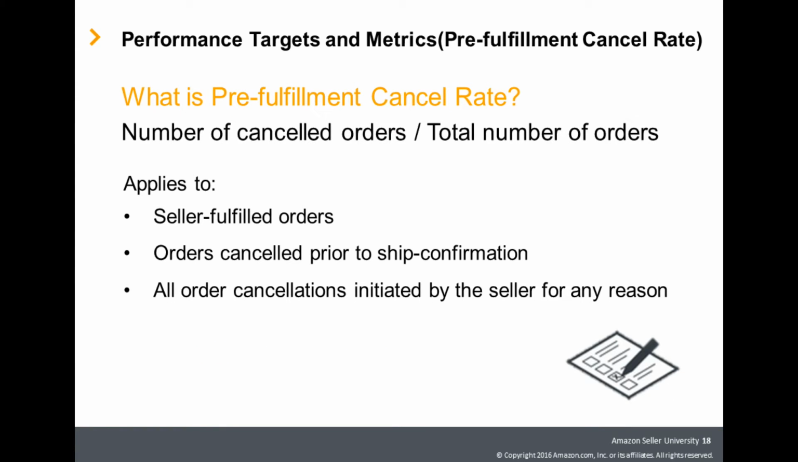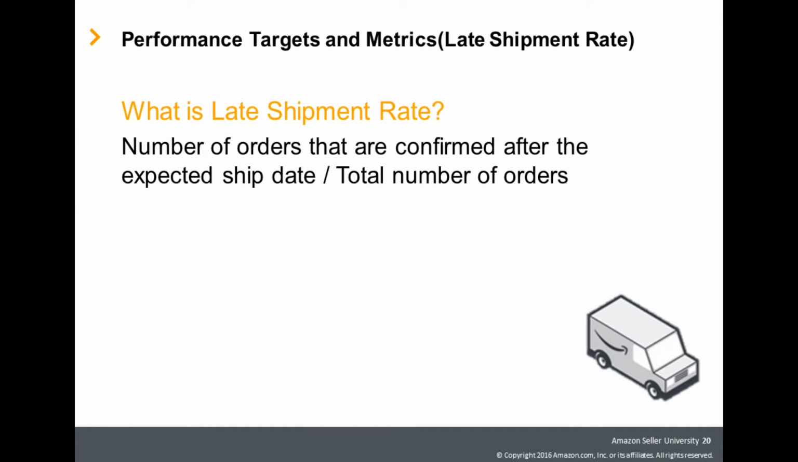The pre-fulfillment cancel rate is the number of orders canceled by a seller prior to ship confirmation, divided by the number of total orders within that time period. It applies to seller-fulfilled orders and to all cancellations initiated by the seller for any reason. The performance target for pre-fulfillment cancel rate is under 2.5%. Late shipment rate is the number of orders that are confirmed after the expected ship date, divided by the total number of orders. The performance target for late shipment rate is under 4%.